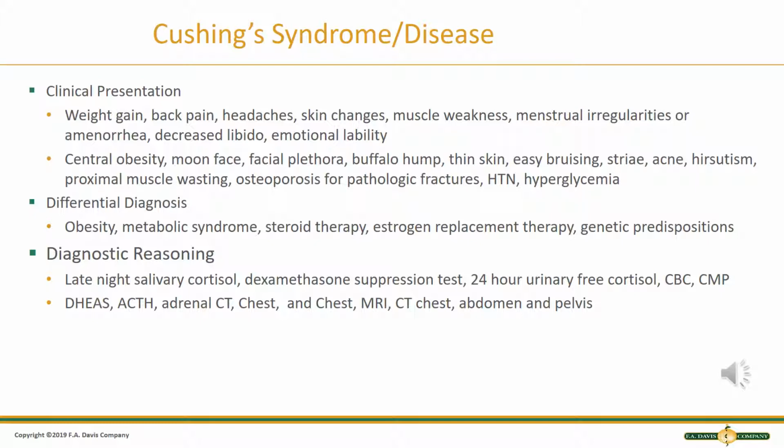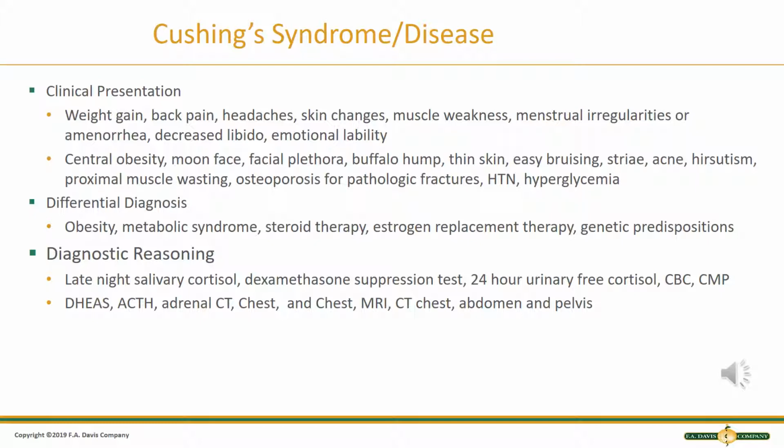ACTH can be done, and this is assessed after Cushing syndrome would be diagnosed. You're going to see an AM reading of greater than 20 picograms if there's a pituitary or an ectopic etiology, and if it's an adrenal etiology, you're going to see a value of less than 5.